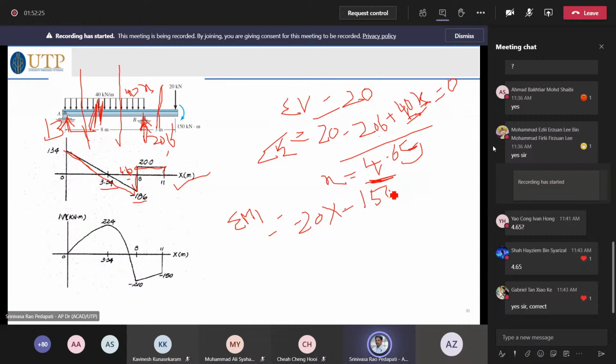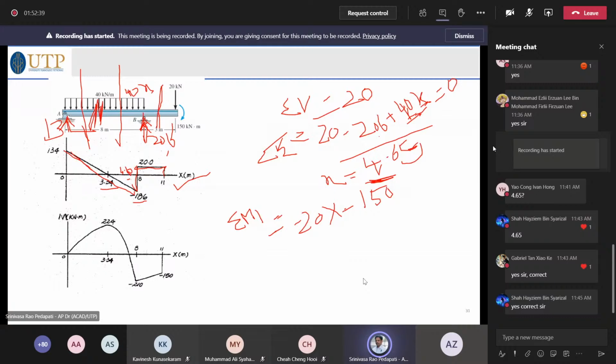Is this correct? What I am writing here: minus 150 minus 20x is equal to the sigma moment equation at section 1. Is that correct? Yes, correct. Next. So try to do the moment diagram.